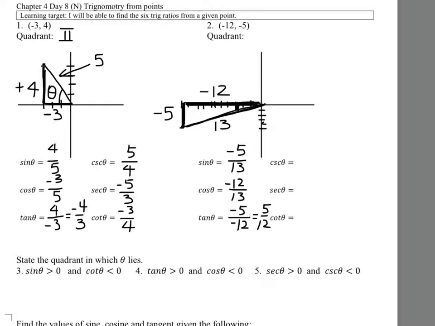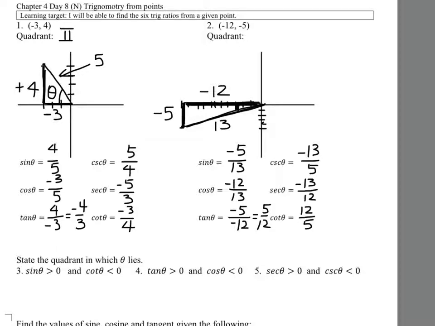From here, the next 3: take the reciprocal of sine for cosecant, take the reciprocal of cosine for secant, and take the reciprocal of tangent for cotangent. So there you have the 6 trig ratios if you're given a point.